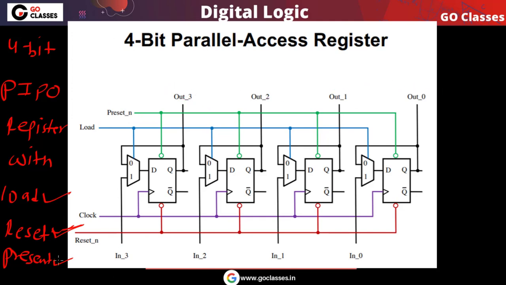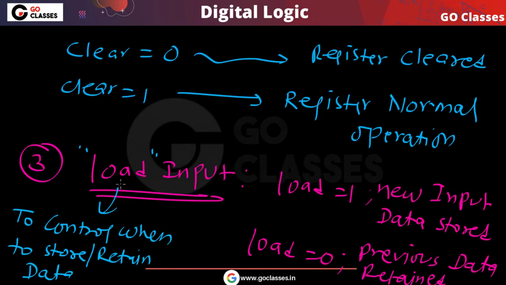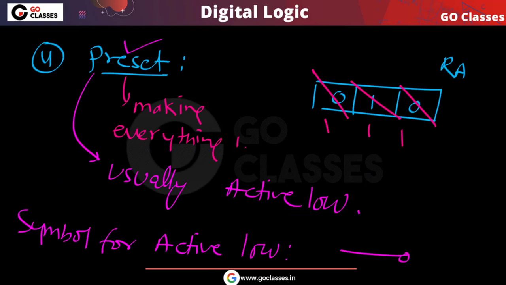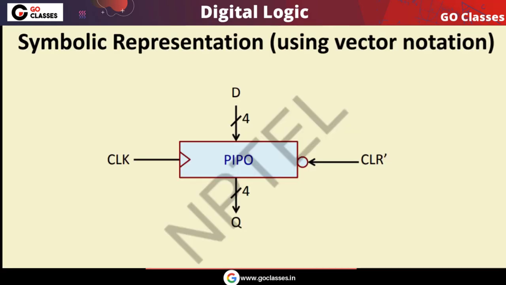So when preset is equal to 0, this will become 1, this will become 1, this will become 1, and this will become 1. Similarly, when reset is 0, this will become 0, this will become 0, this will become 0, and this will become 0. This is the use of preset, clear, and load. In a register you normally have a clear input, a load input, and a preset input. All these inputs you have in a register.